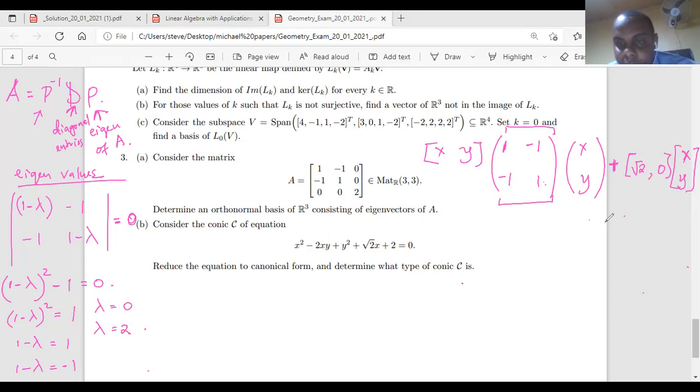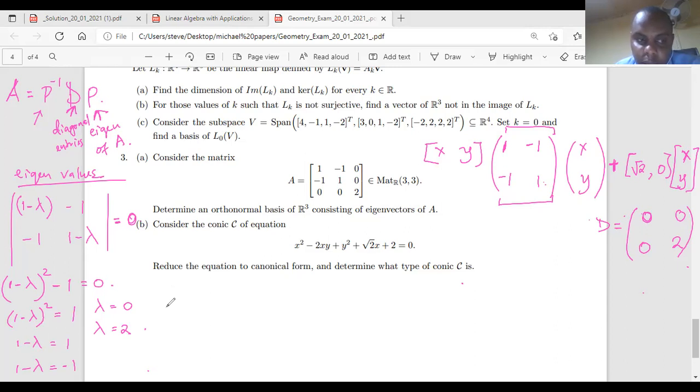And so the matrix D. Wait, we only need the eigenvalues to create the diagonal matrix D. Yeah, so the matrix D equals 0, 0, and 0, 2. And P would equal the eigenvectors. So we need to find out the eigenvectors of lambda 0.